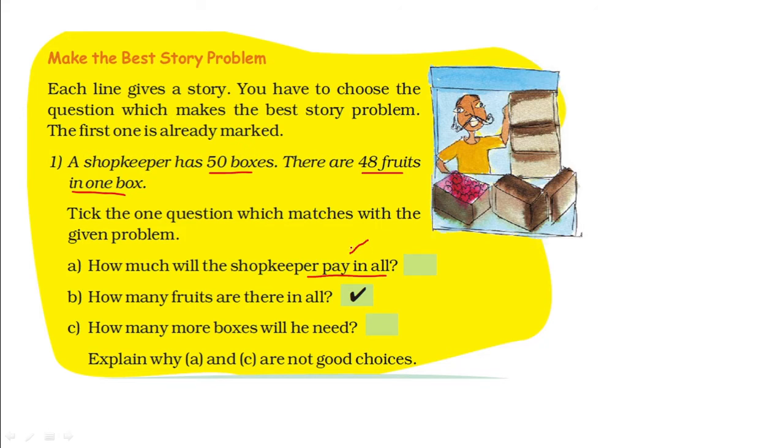This cannot be the question because there is nothing about money amount. How many fruits are there in all? Yes, this can be the question because 50 boxes, 48 fruits. So total fruits will be 48 into 50. Okay, so this is correct. How many more boxes will be needed? Nothing about the packing.